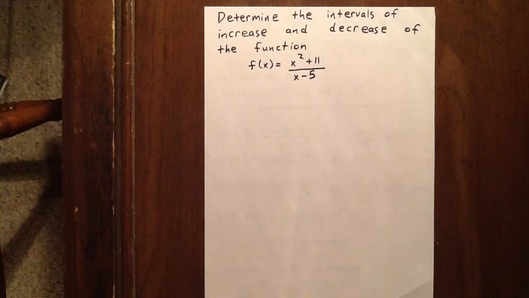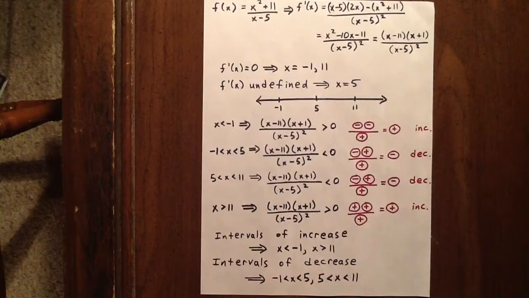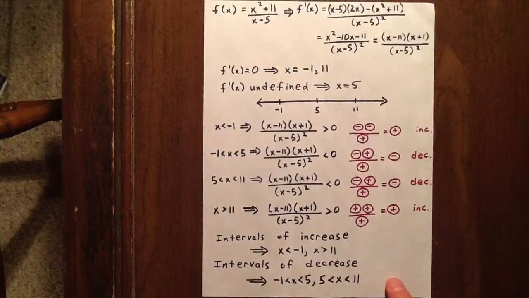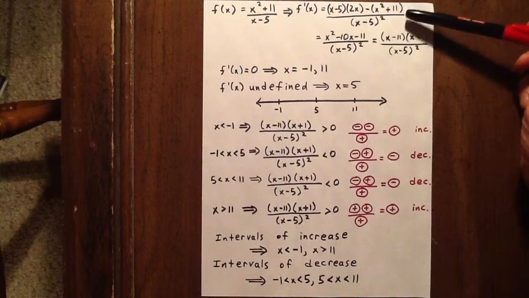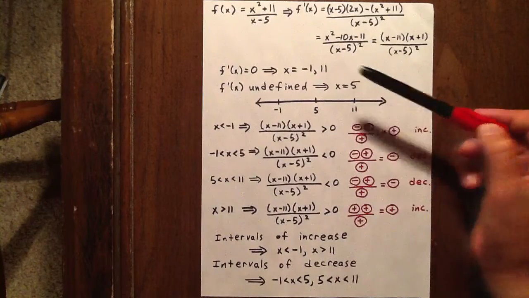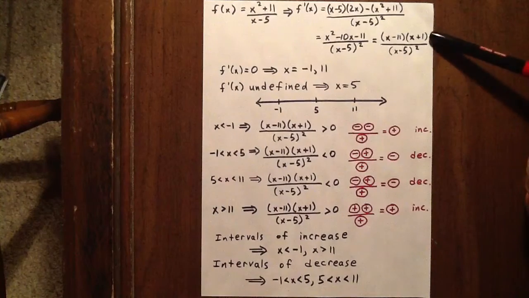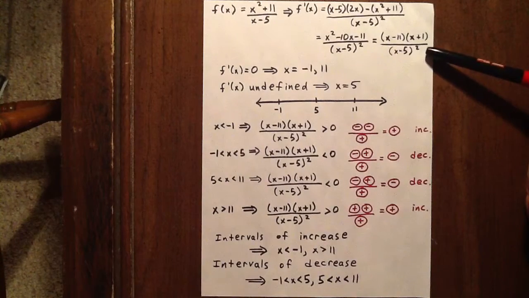Here we want to find the intervals of increase and decrease of that function. So what we're going to do is take the derivative, and we're going to do that by using the quotient rule. And when we use the quotient rule and simplify it, we get x squared minus 10x minus 11 over (x minus 5) quantity squared. We can factor that numerator, and we have this as an expression equaling the derivative of our original.